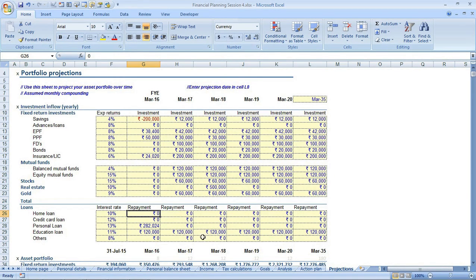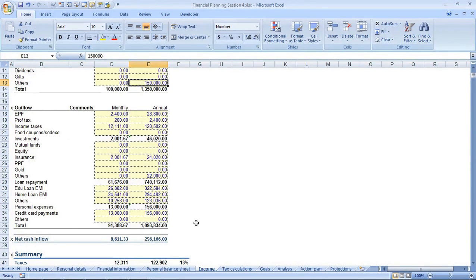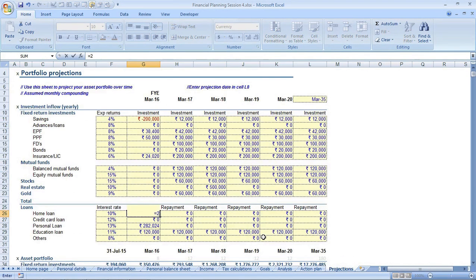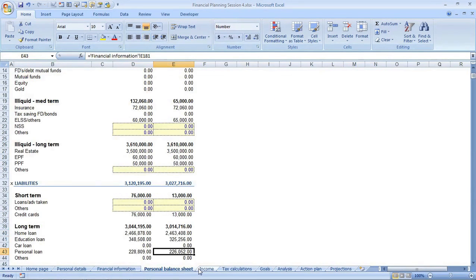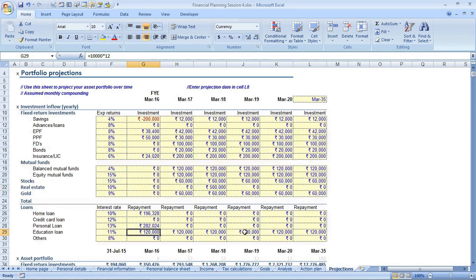Home loan, he would be paying 4,541 into 8. Car loan nil. Education loan 682.